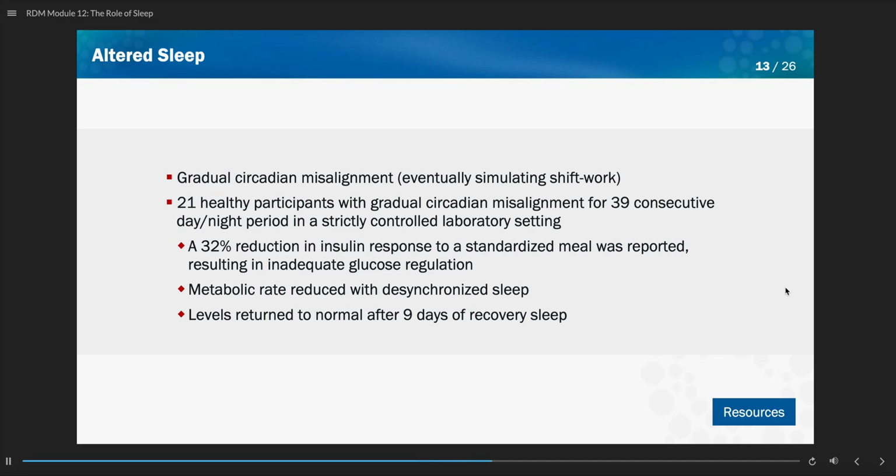The metabolic rate was reduced, and they had desynchronized sleep. But the good news for them is that their levels returned to normal after just 9 days of recovery sleep, going back into a normal sleep pattern. But it gives us the idea that sleep disruption has fairly rapid and immediate impacts on glucose metabolism and physiology, as we see here with just the 39 days.